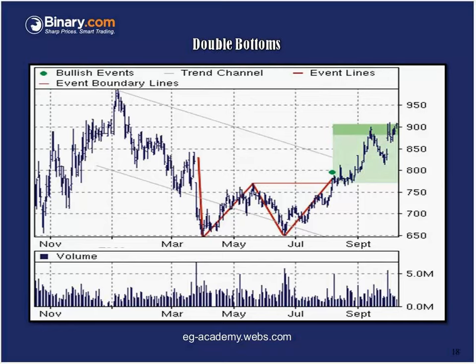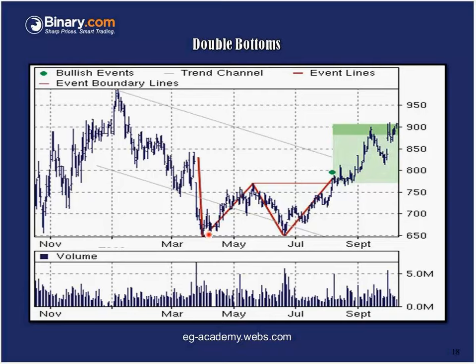The double bottom pattern marks the reversal of a prior downtrend. So this time, it's a reversal of the trend. The price forms two lows at roughly the same price level. For a more significant reversal, look for a longer period of time between the two lows.